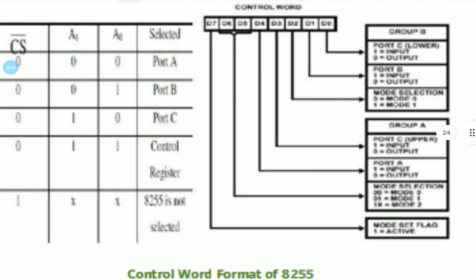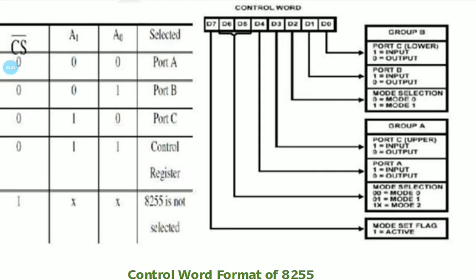Group B means you have port C lower and port B. Group A, you have port C upper and port A. So we'll start with D1. D1 is used for port B. D0 is used for port C lower.